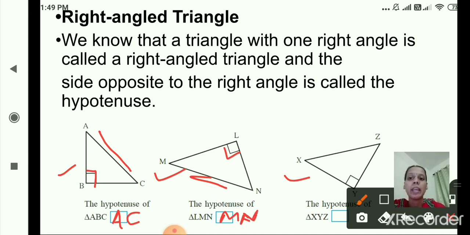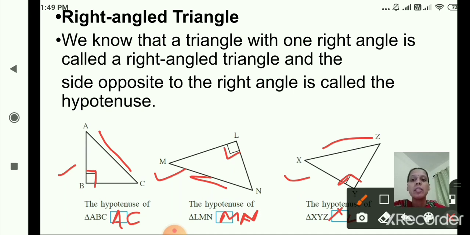Now in triangle XYZ, which is the right angle? That is angle Y. Now which side is opposite to the right angle? That is XZ. So the hypotenuse of triangle XYZ is XZ. So this is about the right angle triangle. The triangle with one right angle is called a right angle triangle, and the side opposite to the right angle is called the hypotenuse.